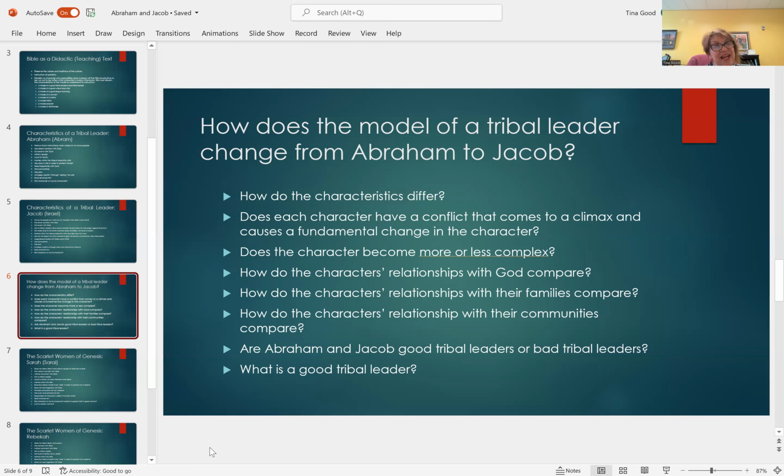Now, the theme of the class, you guys, is the Scarlet Women of the Bible. And we've been talking a lot about Leah and Rachel and Bilhah and Zilpah. But I do think it's important that we take a look back also at Sarah, Rebecca, and Lot's wife and Lot's daughters. So quickly, let's just wrap that up.